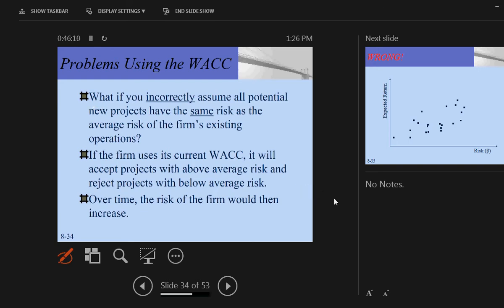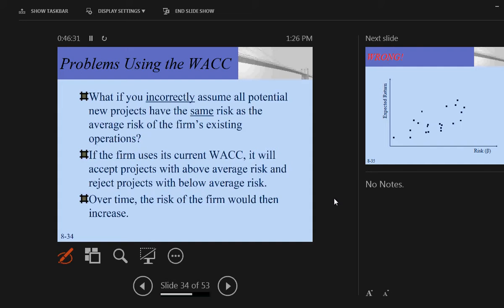All right, let's continue with our discussion. What are the problems with using WACC? So one important problem with using WACC is basically the problem that we were just talking about a few slides back, when we said that an increase in the future cash flows of a company might be associated with an increase in risk.